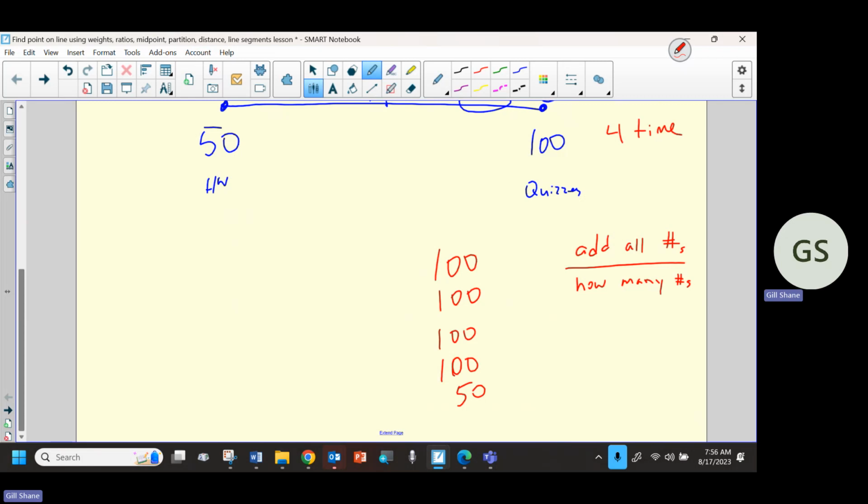I'll tell you what, just for the heck of it, do this on your own. What if homework was weighted 3 times as heavy, or as important, as quizzes? Solve it. Homework is 3 times as important as quizzes. Same grades, 50, 100. What would you get in that scenario? Once we go through that, we'll start on the actual formula.